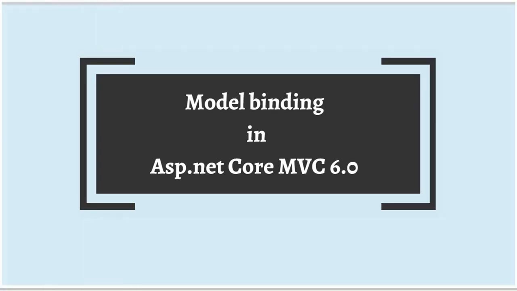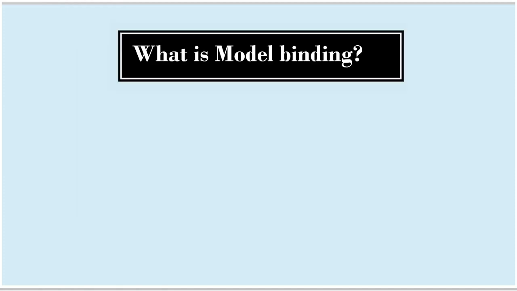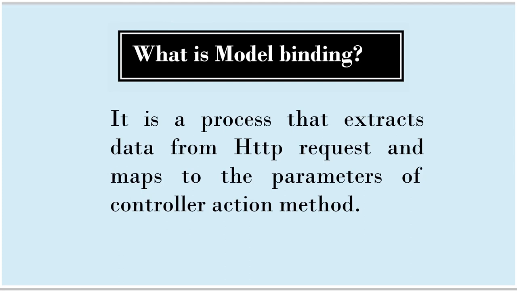Hi, this is Sahana. Today we are going to understand model binding in ASP.NET Core MVC application. What is model binding? Model binding is a process that extracts data from HTTP request and maps to the parameters of controller action method. If you are finding it difficult to understand the definition, then don't worry, we will make it simpler.